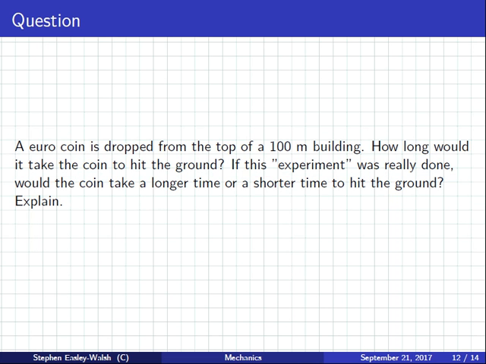So this isn't really a drag one, it's just a quick UVATS one. So very quickly, a coin is dropped from a 100 meter building. How long would it take for the coin to hit the ground? Okay, give me the T here, please. So 100 meters dropped, how long till it hits the ground? 1 second. Oh, 1 second will be very quick. You calculate it. It's not quite 10 seconds.